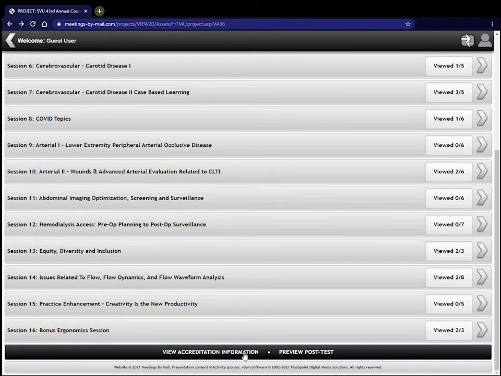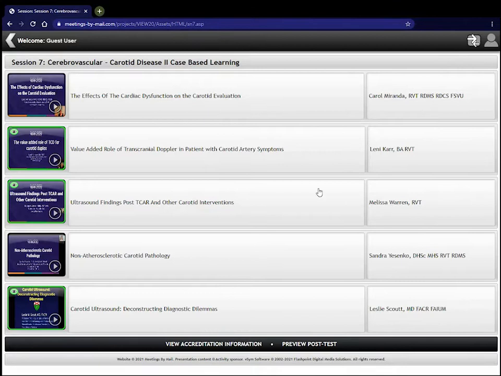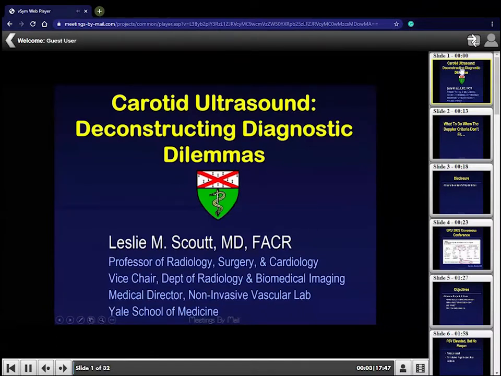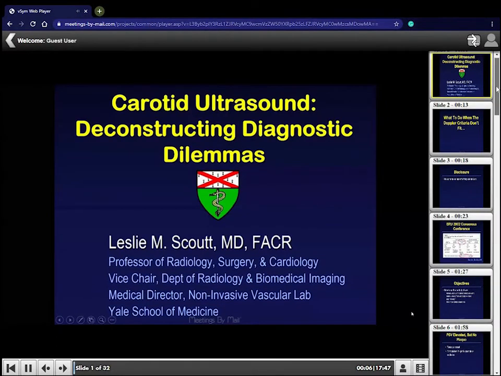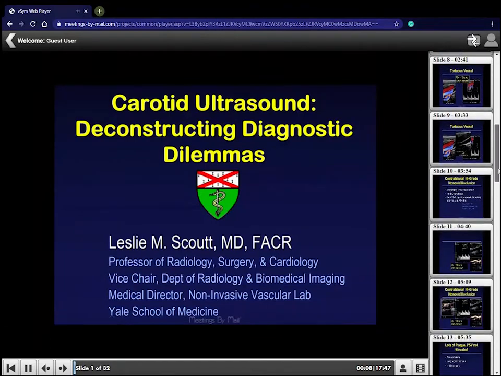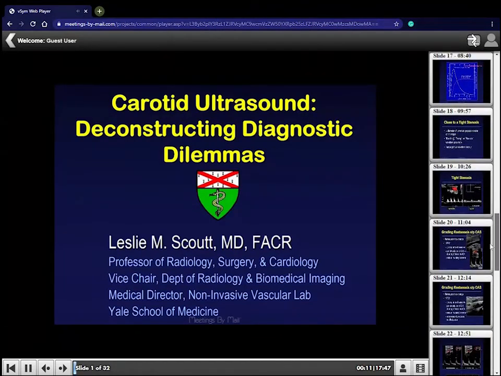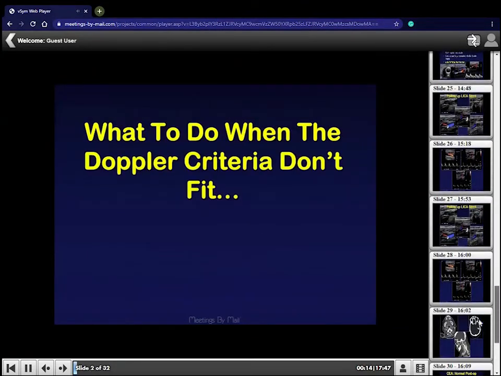Topics include real-time B-mode imaging, color and spectral Doppler, non-invasive techniques, reflux, lower extremity venous evaluation, pelvic venous disorders, duplex protocols, cerebrovascular, COVID-19, wounds, CLTI, hemodialysis access, flow dynamics, practice enhancements, ergonomics, and much more. Let's take a look at one of the presentations.